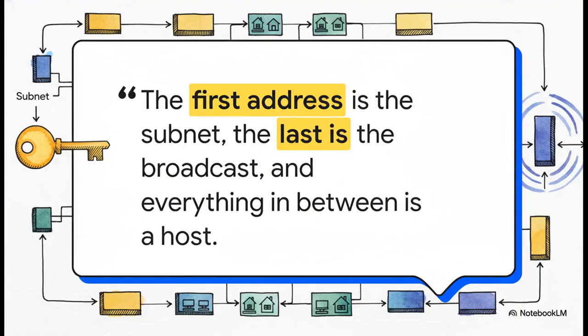And that right there, that's the whole secret. It's the golden rule for this entire puzzle. Let's say it one more time because it's so important. The first address is the subnet. The last is the broadcast, and everything in between is a host. If you remember that, you're pretty much all the way there.